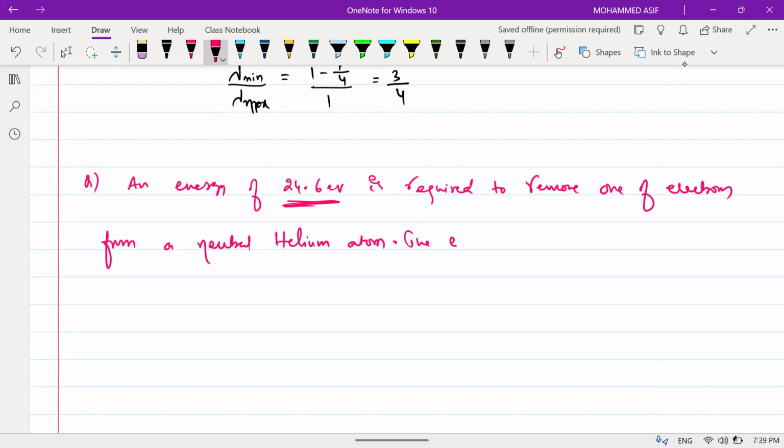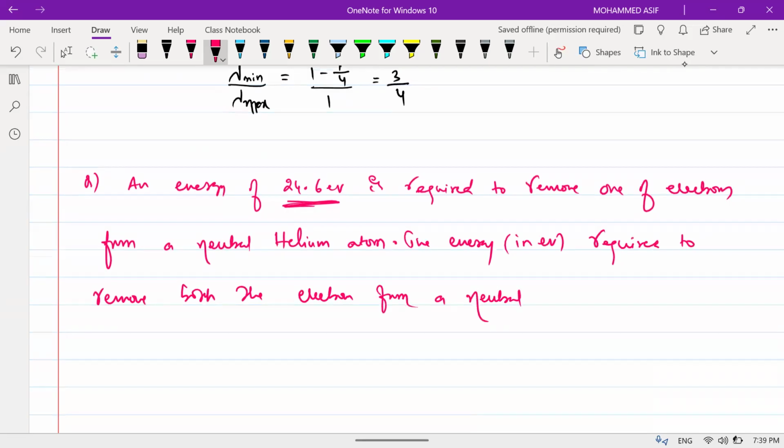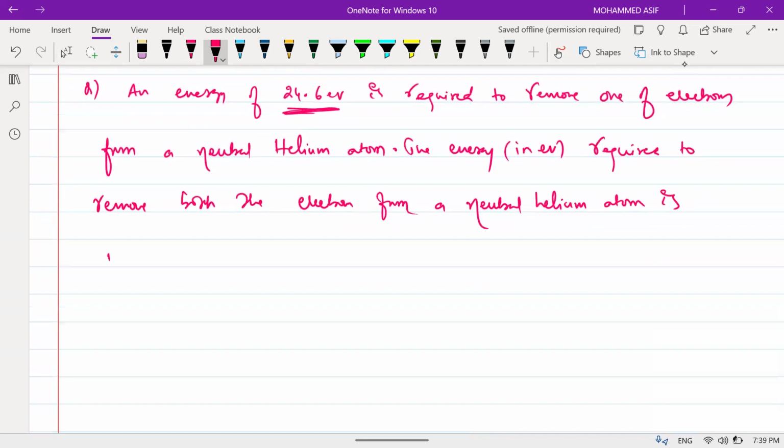The condition is right now for me, the energy in electron volt required to remove both the electrons from a neutral helium atom is. Can anyone try it, beta? I'll give the options: 79.0, 51.8, 49.2, and 38.2. Read the question carefully first.